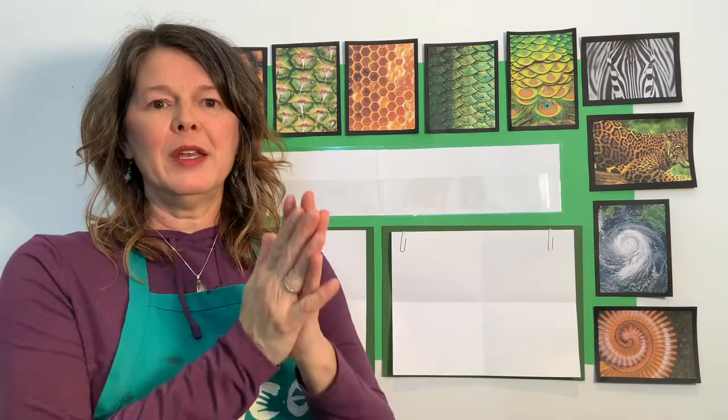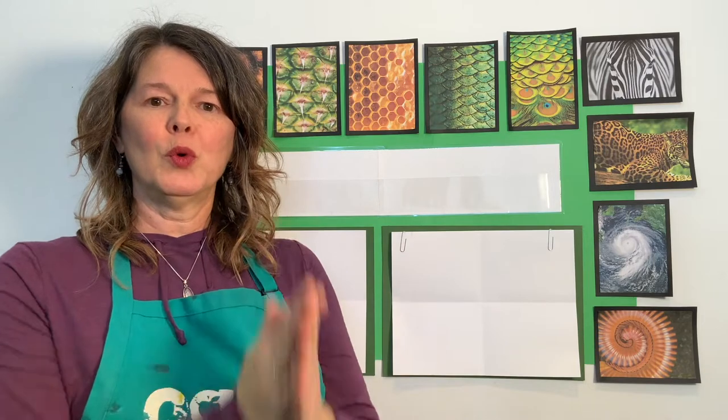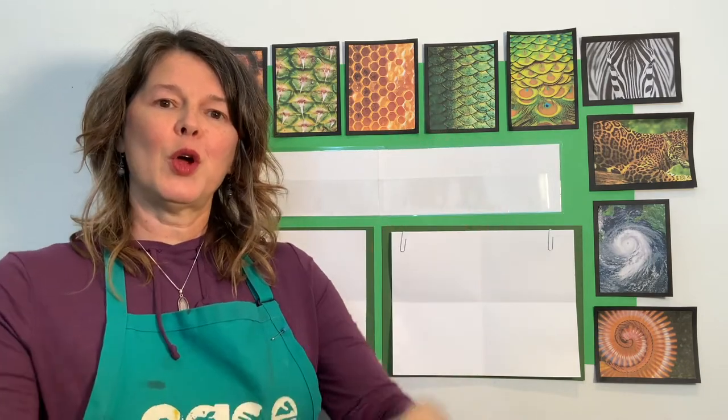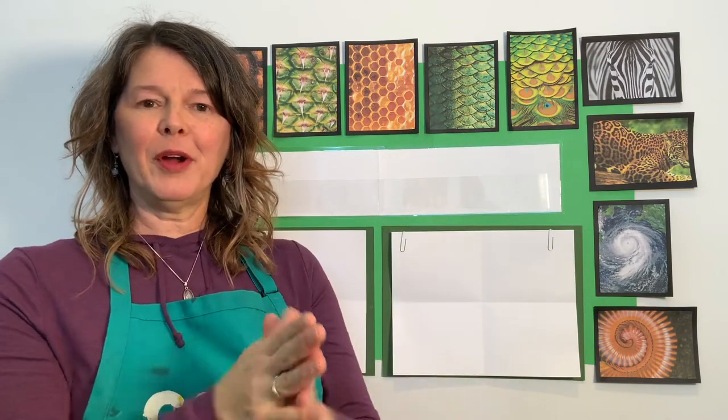Watch. Red, yellow, blue. Red, yellow, blue. A, B, C. A, B, C. Perfect. Shake it out. Woo! Okay, let's do another. We have three more to talk about.